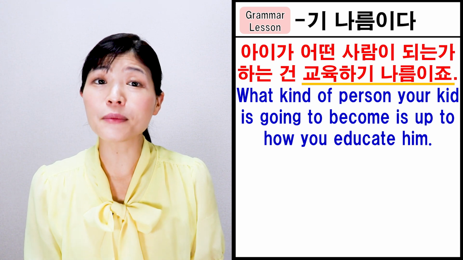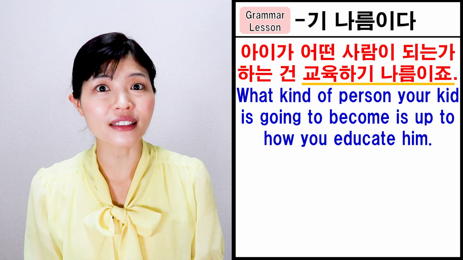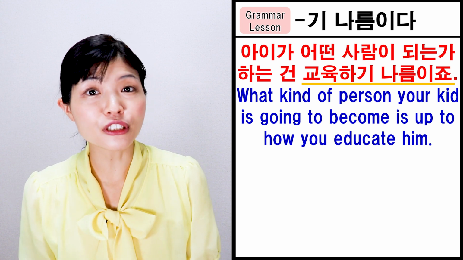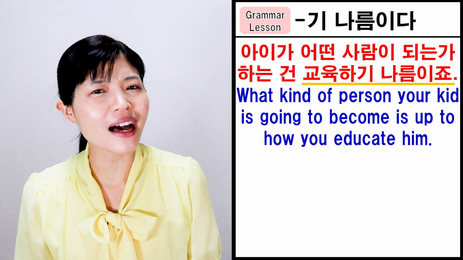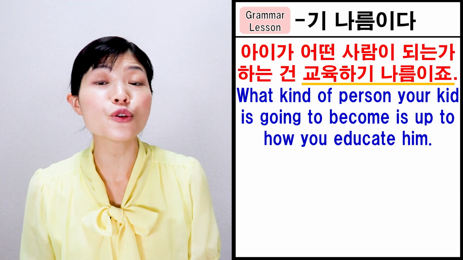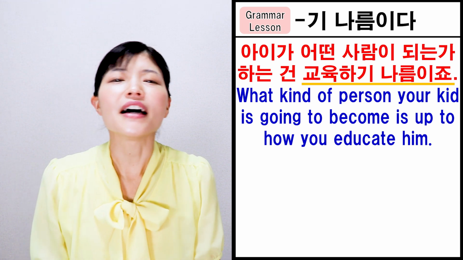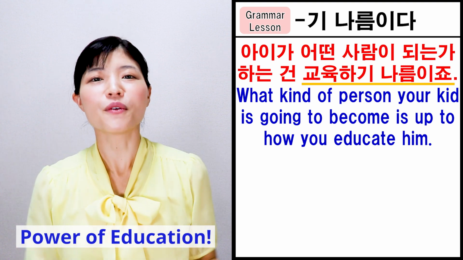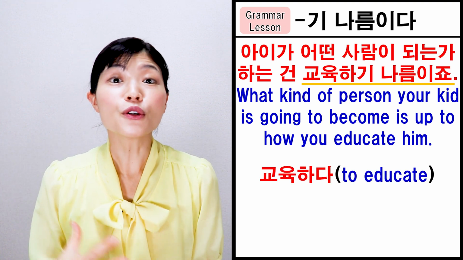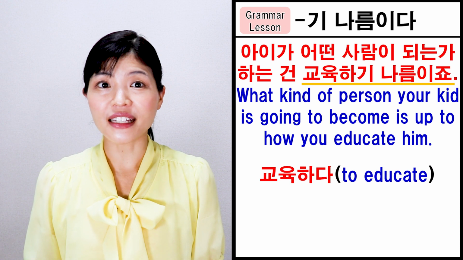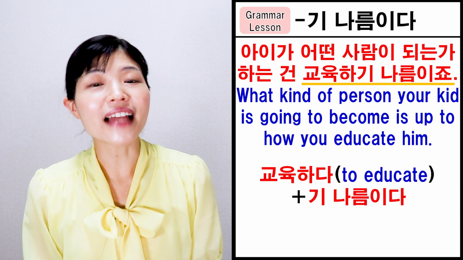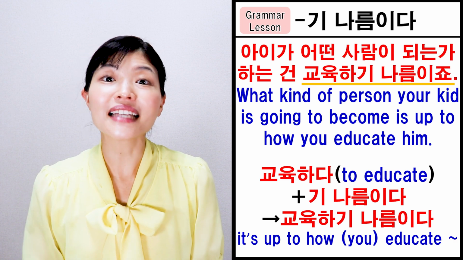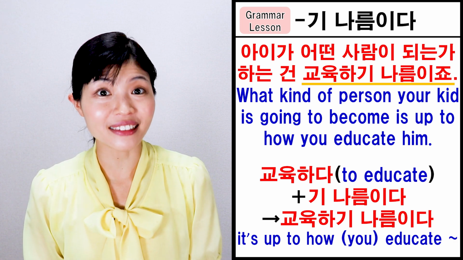아이가 어떤 사람이 되는가 하는 건 교육하기 나름이죠. What kind of person your kid is going to become is up to how you educate him. That's right. Power of education. Right? Here, 교육하다 means to educate. So you add 기 나름이다 to make 교육하기 나름이다. It's up to how you educate.